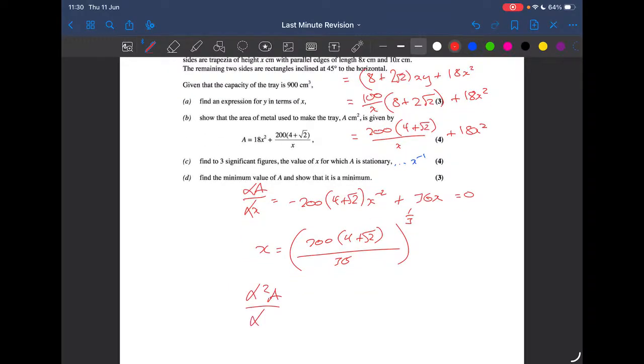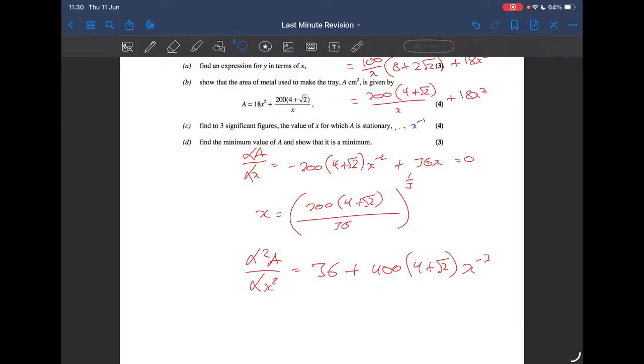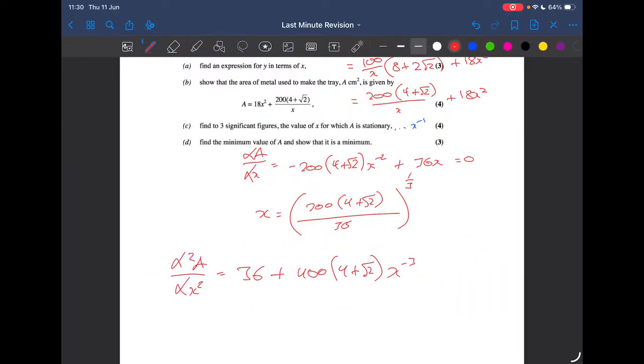So d2A, dx squared. This is going to be 36. Here, if we do negative 2 times everything, we'll have 400, and then with the bracket, and then the power is dropped from minus 2 to minus 3. Looks good to me. We know what we had was positive, and this is going to be positive whenever we put positive things into it. So therefore what we have is a minimum.